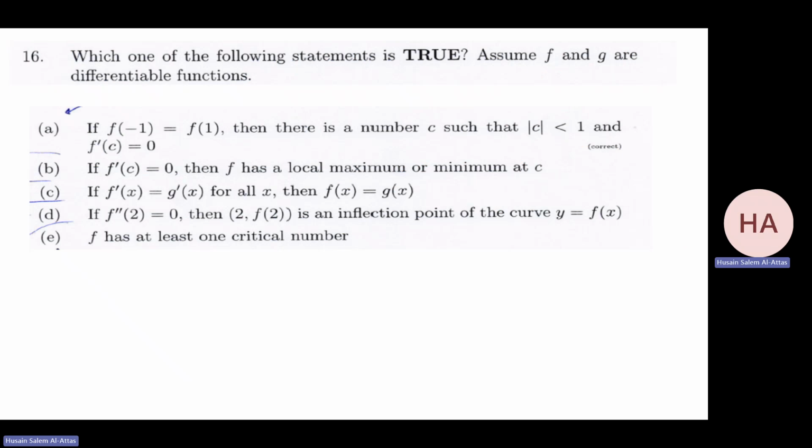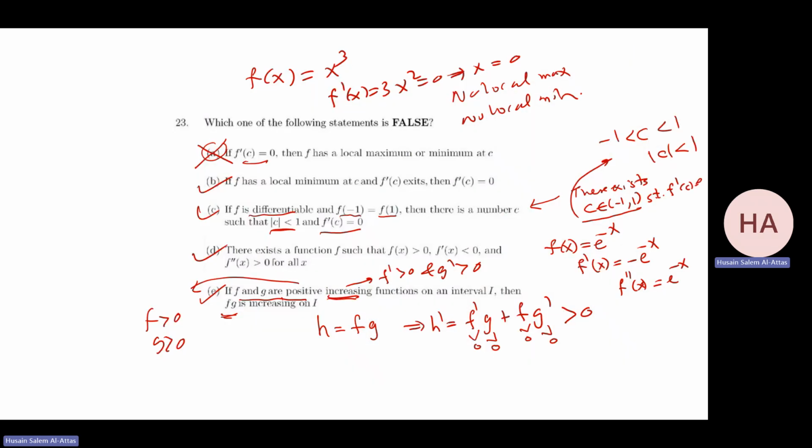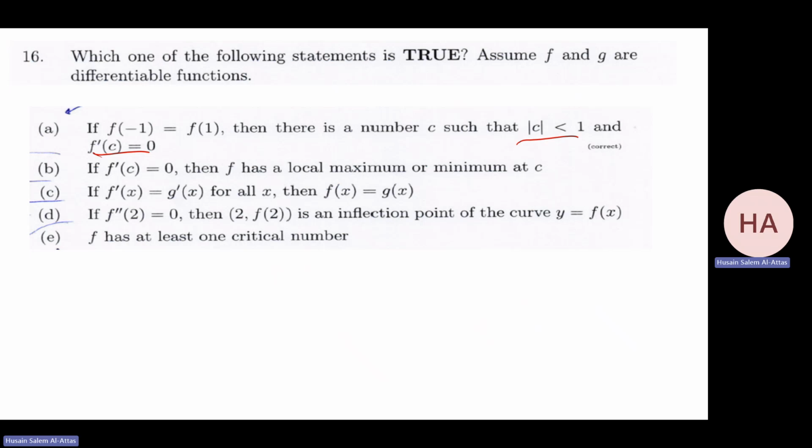The question about inflection is true. f of minus 1 equals f of 1. There's a number since this and this, which is the same as this one here. So it's correct.